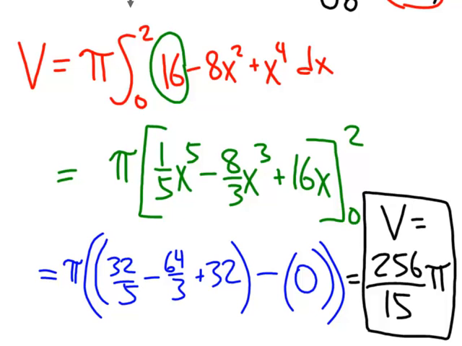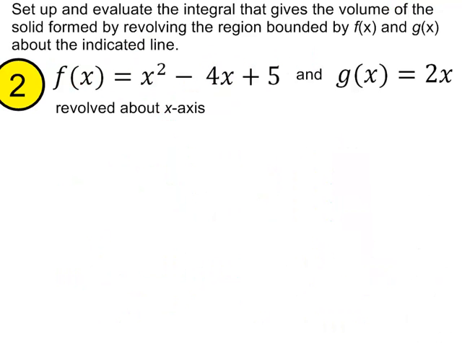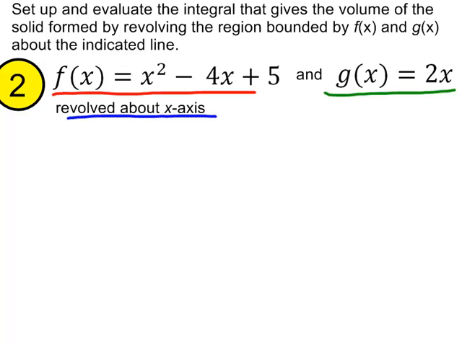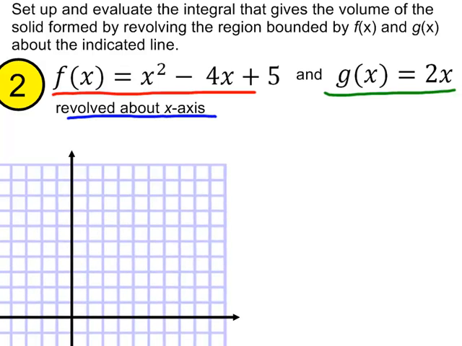In our next exercise, we're going to build on this concept. We're going to build on the disk method and come up with something called the washer method. This exercise has pretty much the same instructions as the last. Find the region between f of x and g of x and revolve that region around the indicated line, which once again is the x-axis. So once again, we need to come up with the sketch.